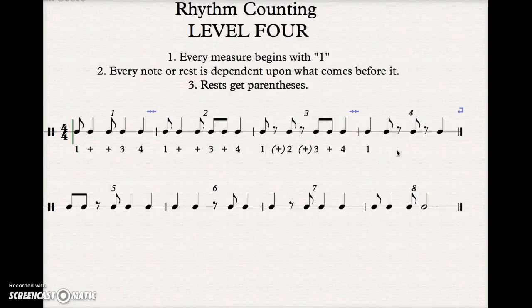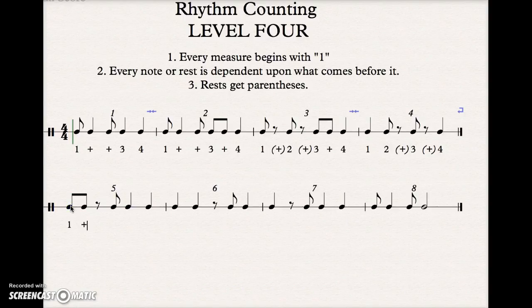Every measure starts with 1. This is a quarter note, so we get to move on to beat 2, just like we had over here. This becomes 2 and. This becomes 3 and. And of course beat 3 is done, so this is 4. The rules continue down here.